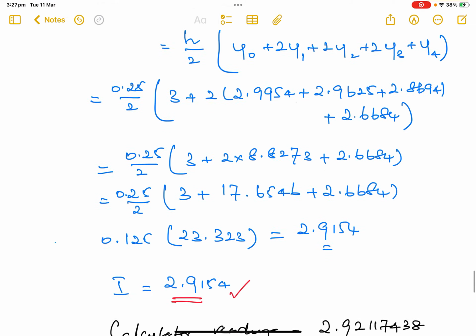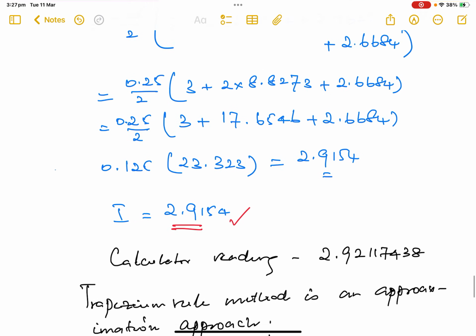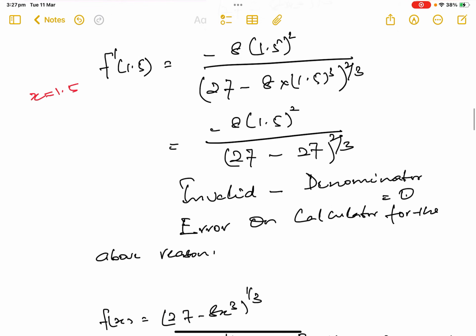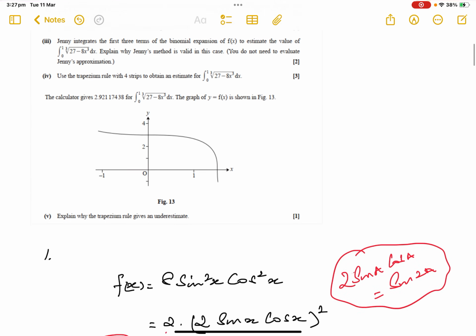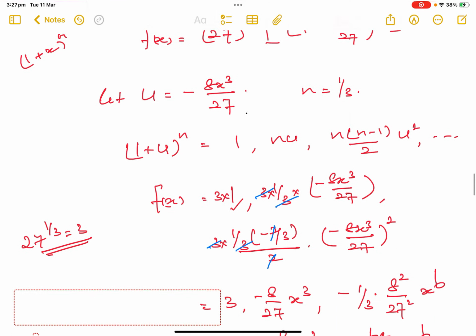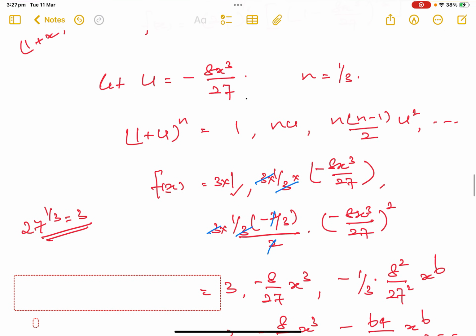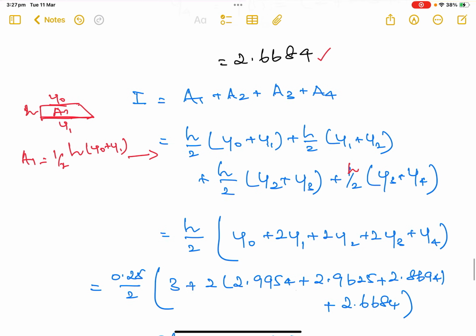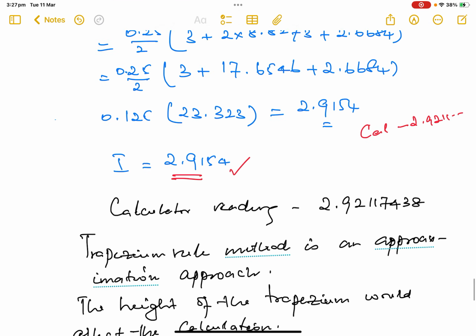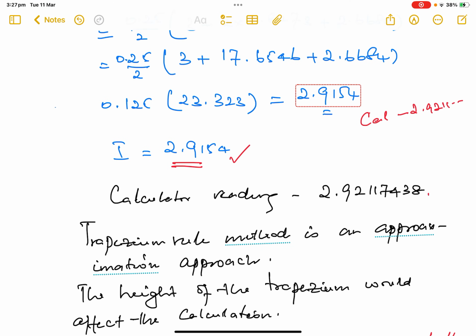The calculator reading is 2.9211, and our calculation is 2.91. So the calculator reading is 2.9211. Our calculation is slightly less than the accurate calculator value. Now the reason why.